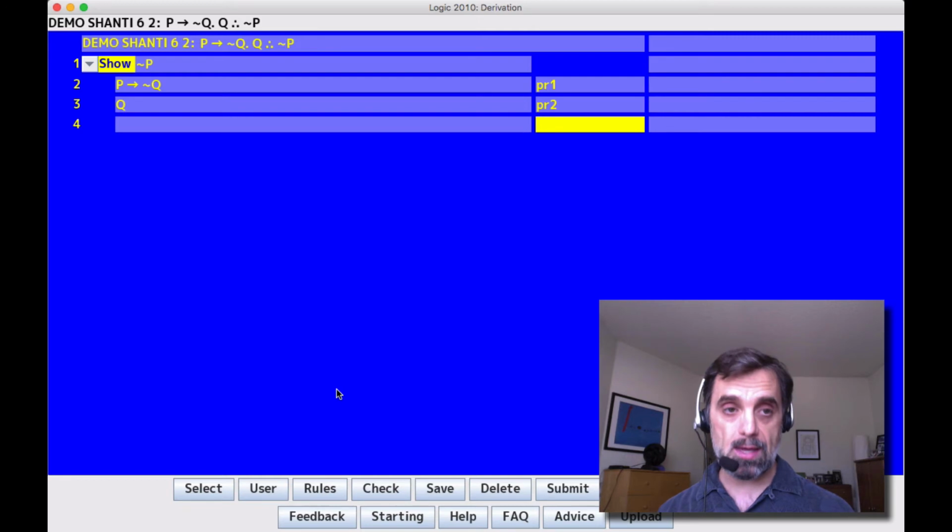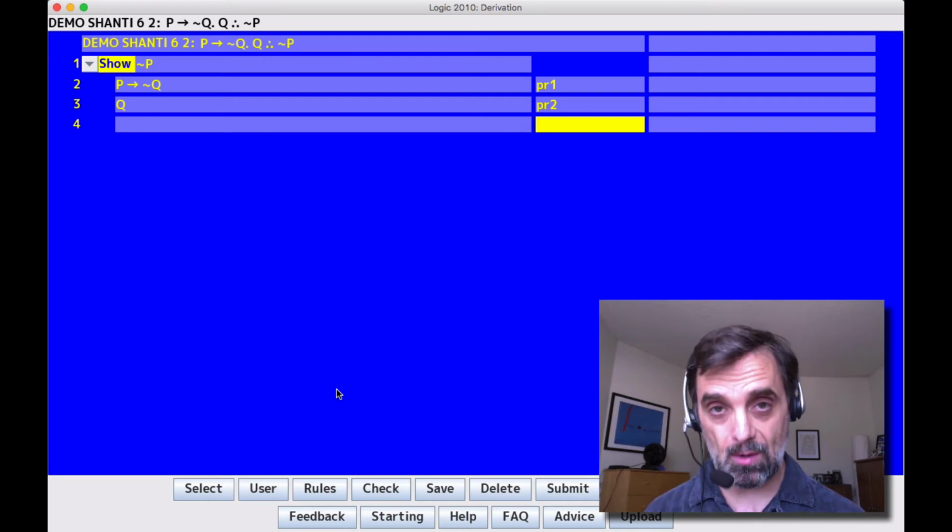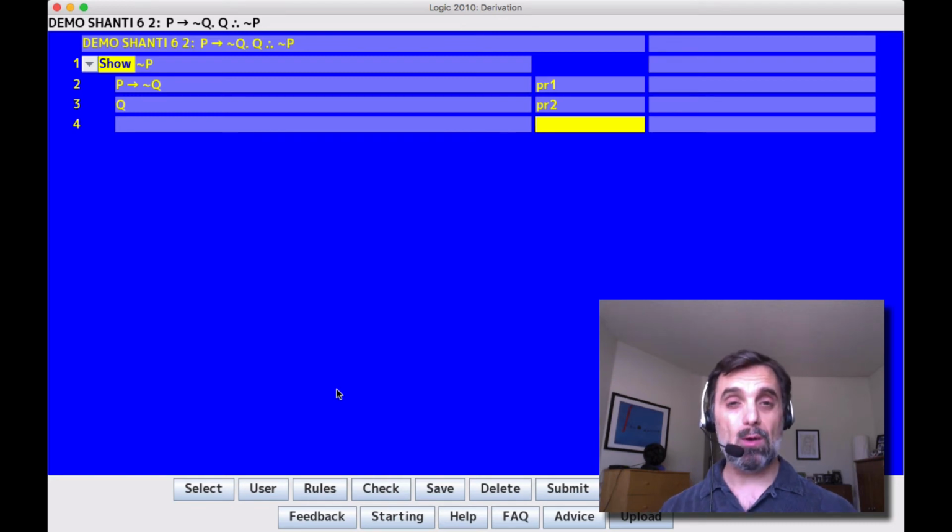Well, we said we needed P for MP with line 2. And we don't have P, so we can't do MP with line 2. And we can't turn Q into P, right? We would like to do MP or MT. We want to use Q, if we can, to make a new line that we can then do MP or MT with line 2. Q can't turn into P, so that's not going to work.